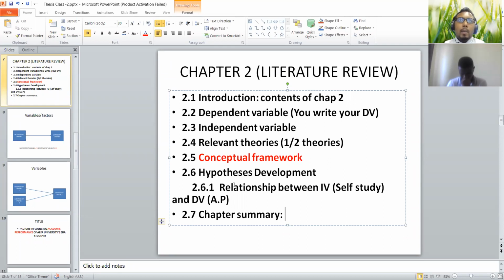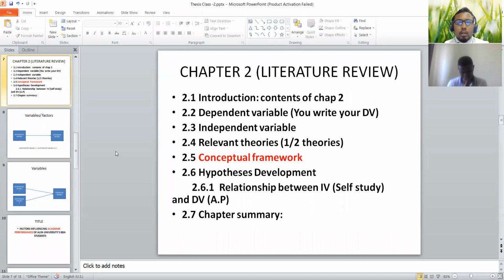Chapter 2 is supposed to be around similar to chapter 1. More than chapter 1 is good. 10 to 12 pages. If 10 pages, it is still okay. Okay. So chapter 2 done. Any questions, sir, so far?